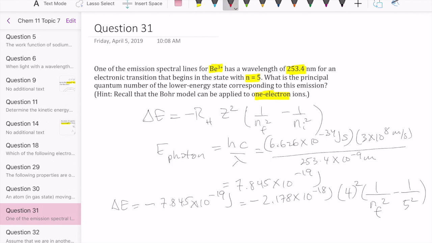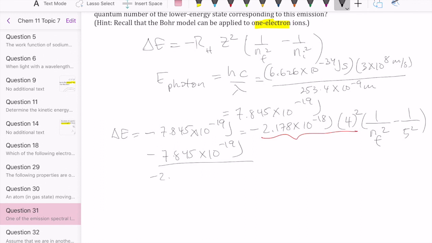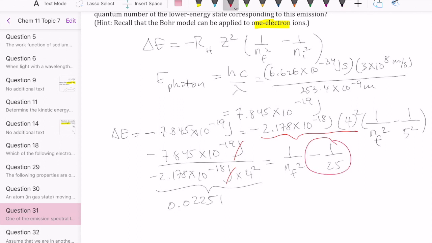Now what I can do is move these two numbers right here to the left, and so it would look like this: negative 7.845 times 10 to the minus 19 joules over negative 2.178 times 10 to the minus 18 joules times 4 squared, and that should equal 1 over n final squared minus 1 over 25. Okay? My joules cancel out. I can calculate out what this number is right here, and that ends up being 0.02251.